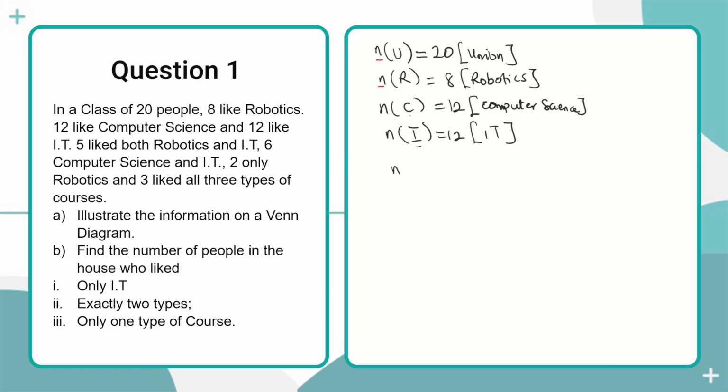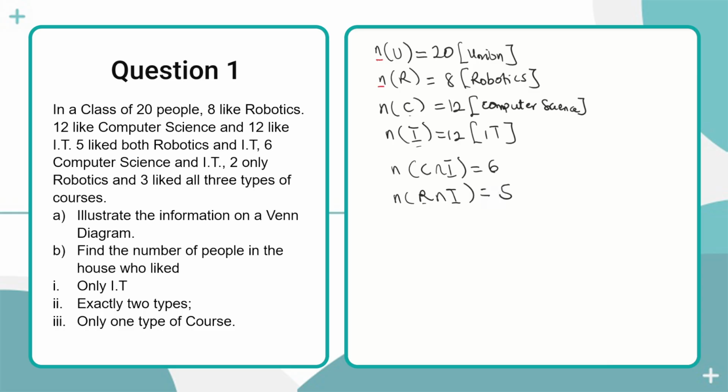Now we can look at the others. They say 6 like computer science and IT, so we can say n(C ∩ I) is 6. And then 5 like robotics and IT, so n(R ∩ I) is 5. Because we've described what R, C, and I are already, you don't need to do any further descriptions here. When you do it too, you are not wrong, so you can decide to do that.